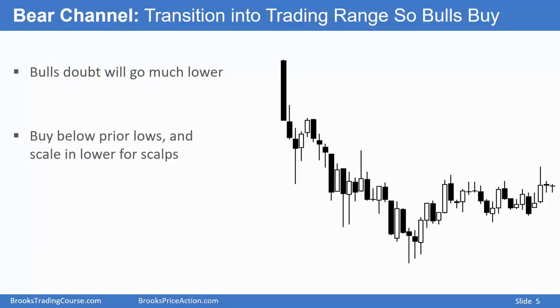The bulls also see what's going on. They see that when the market goes to a new low, there's buying going on. They know the bears are not selling that low. They see the bears are taking profits. And that gives the bulls confidence that the trend will not continue down much longer, and they begin to buy at the prior low and scale in lower for scalps.